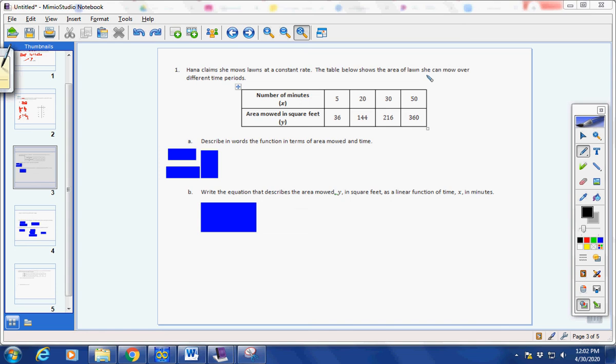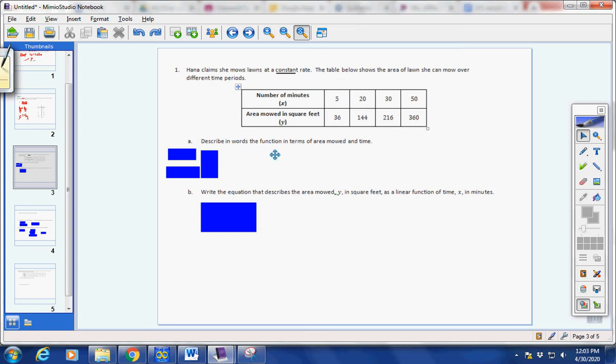Let's look at another example involving linear functions and proportionality. Hannah claims she mows at a constant rate. There's that word constant. The table below shows the area of the lawn she can mow in different time periods. So if we look here, remember we have our inputs are x's and our outputs are y's. And what we're saying is in 5 minutes, Hannah mowed 36 square feet. In 20 minutes, she mowed 144 square feet. And because we're saying it's constant, we're multiplying by the same number each time.